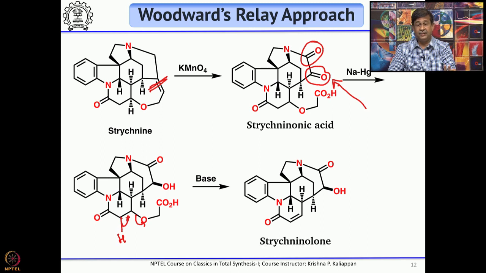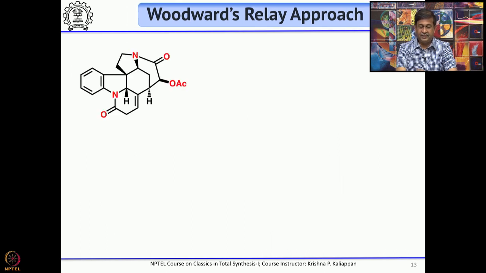This is also called strychninolone. Now if you treat with acetic anhydride pyridine, what you get, this OH will become OAc, and base treatment also migrates the double bond. You can see the base treatment migrates the double bond from alpha beta to beta gamma.